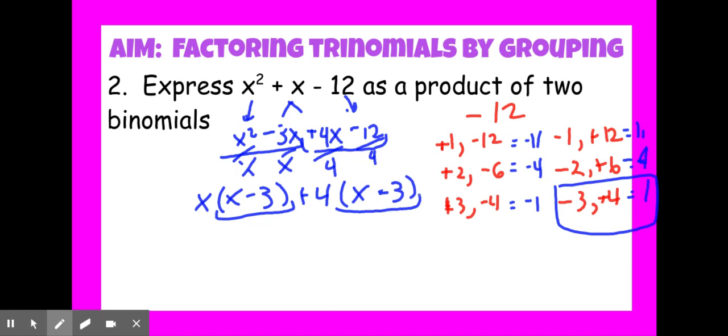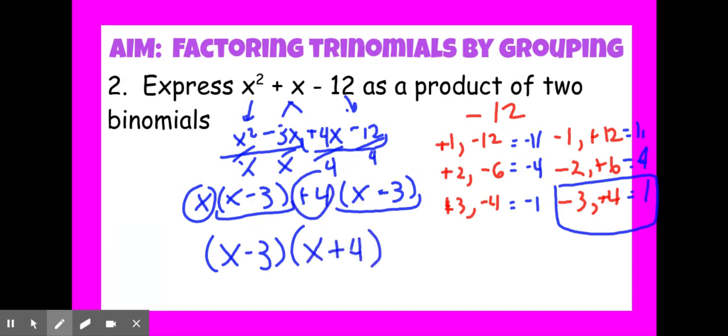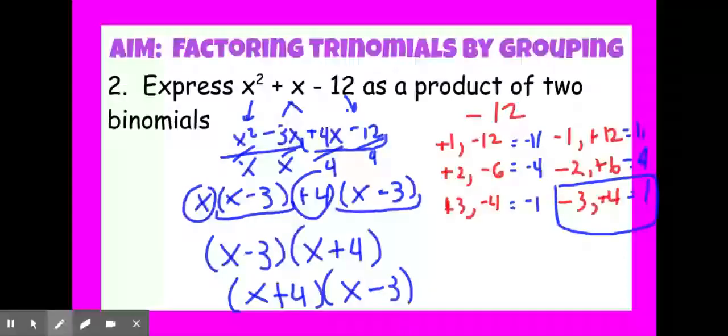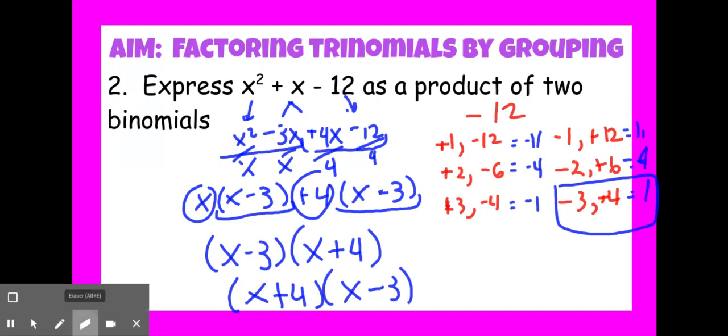So that matching factor is going to come out in front, and my other leftover terms are going to be my other factor, x plus 4. Now remember, you could write it the opposite way. You could put x plus 4 times x minus 3. You just cannot flip the signs inside the parentheses. Okay? Pause the video and make sure you get everything down. We're going to move on to the next one.